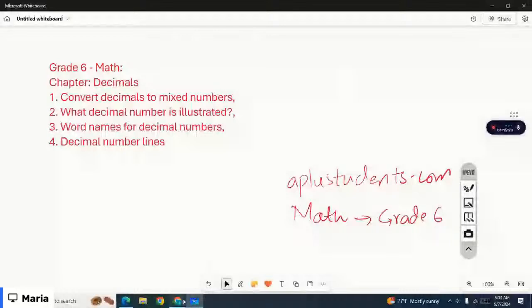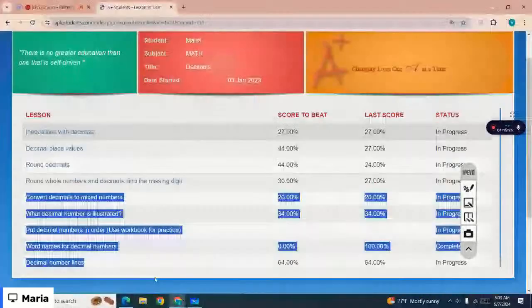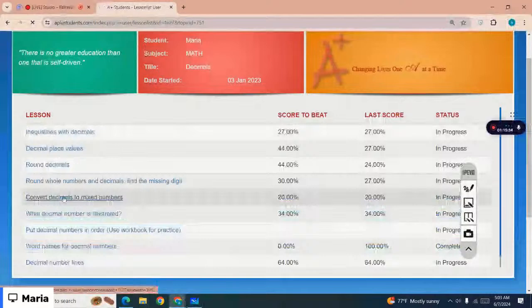So let's just start with the lesson. Here I'm on grade 6 math. The chapter we are on right now is decimals. We're going to start with the lesson convert decimals to mixed numbers.